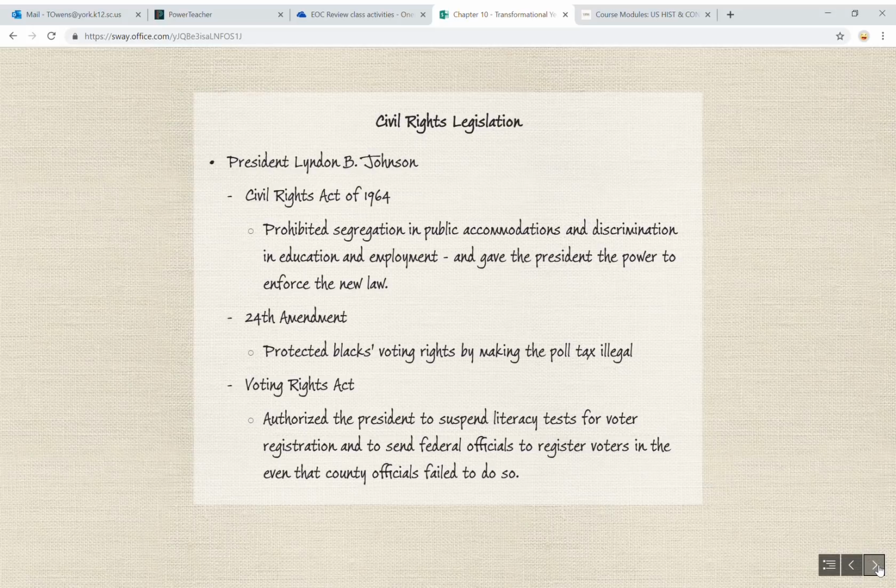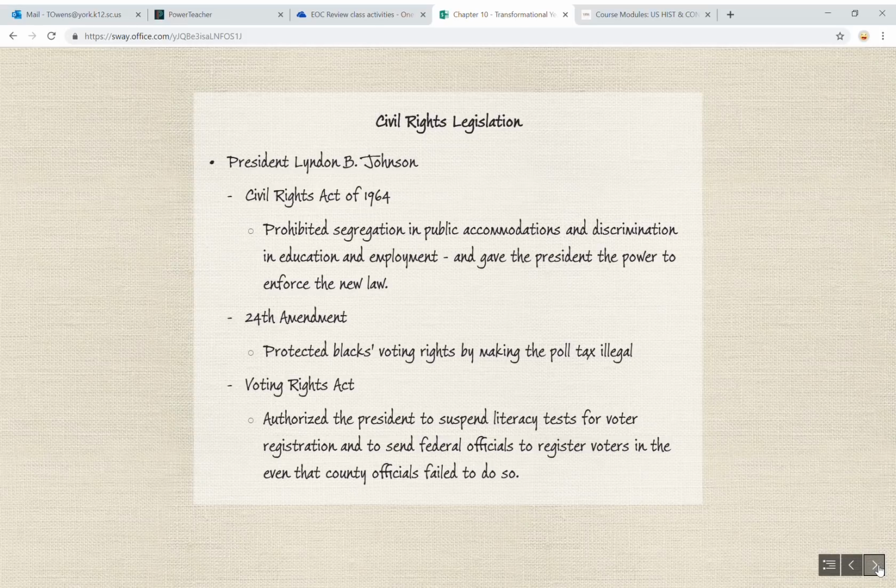What is the federal government doing during this time? Well, at this point, the president is Lyndon B. Johnson. This is the president after the assassination of John F. Kennedy. He's assassinated and Lyndon Johnson becomes president. He is going to get the Civil Rights Act of 1964 pushed through Congress, and this is going to prohibit segregation in public accommodations and discrimination in education and employment, and gives the president the power to enforce the new law. Huge piece of legislation. We saw the government act with the desegregation order by the Supreme Court.